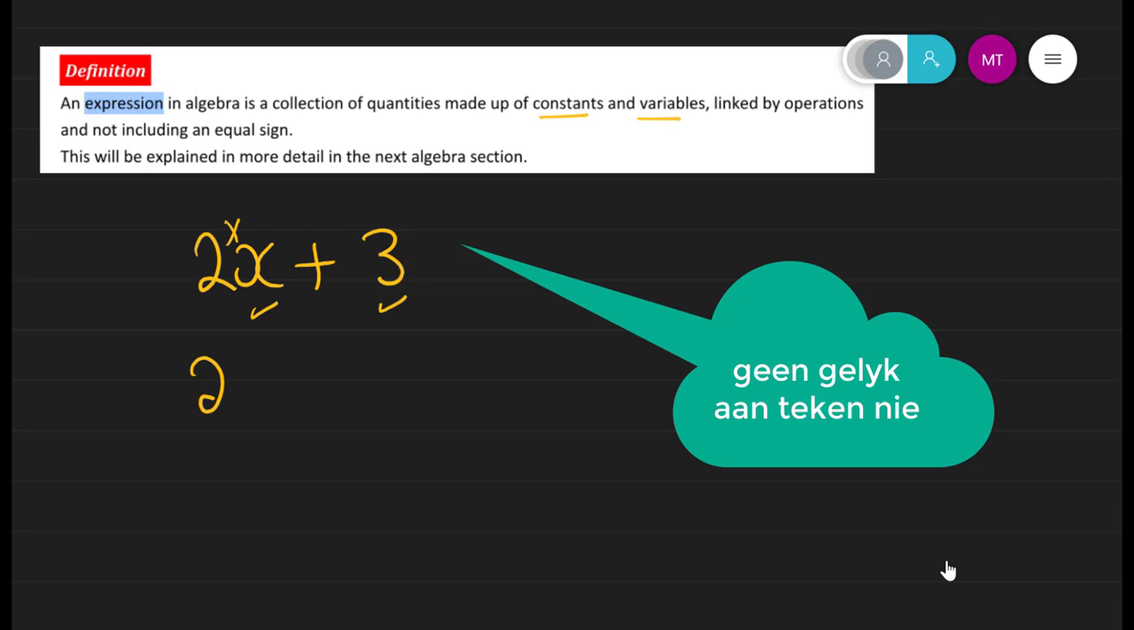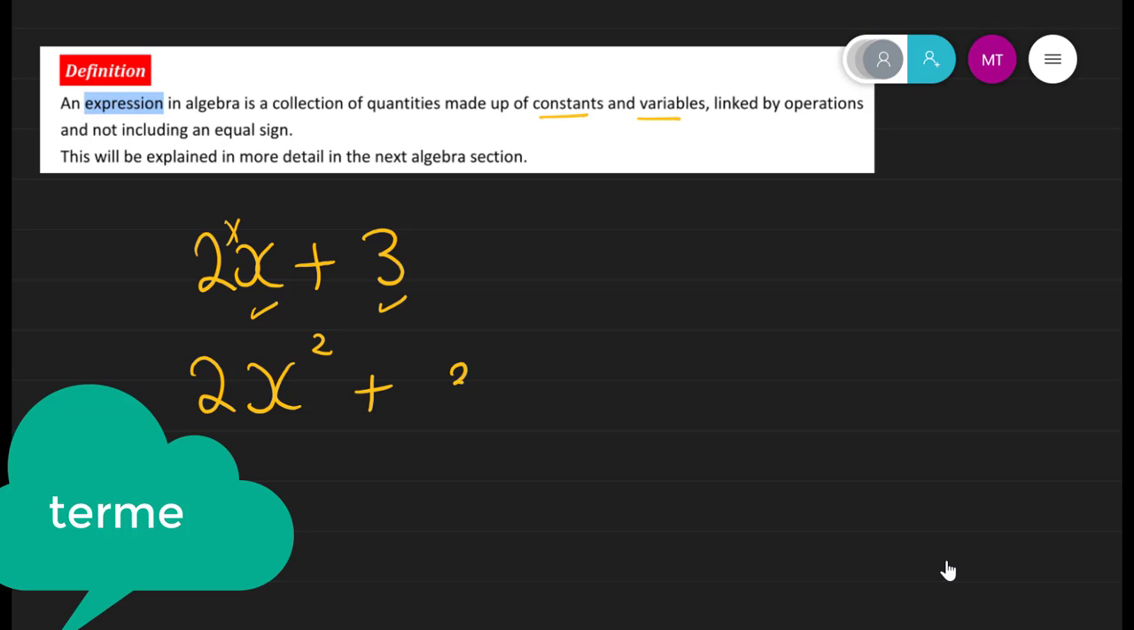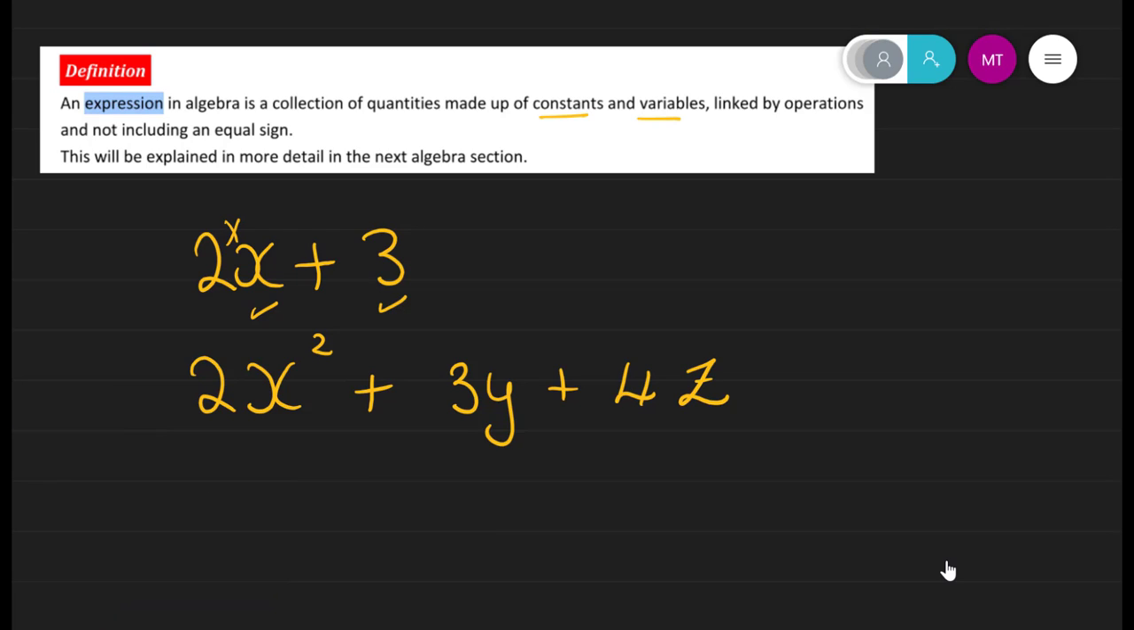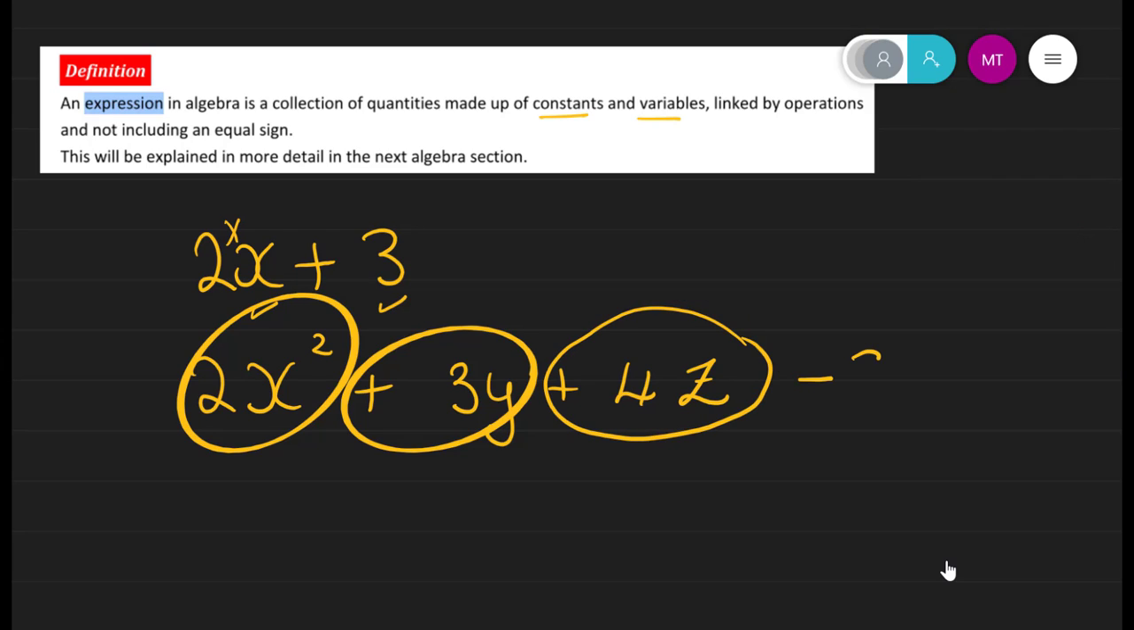Now you can get an expression with a couple of terms. For example, 3y plus 4z. Remember, an expression consists of terms, and terms are separated by addition and subtraction signs. Okay, so let's add a constant term here, minus 3. So that term will be negative 3. So there are 4 terms, and the last term is the constant term because there are no variables.